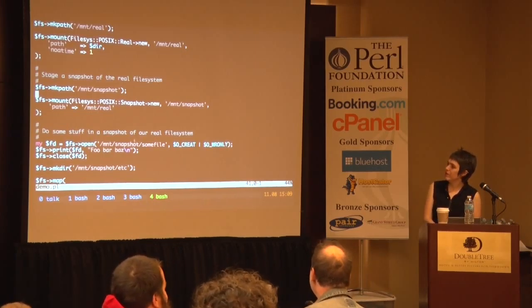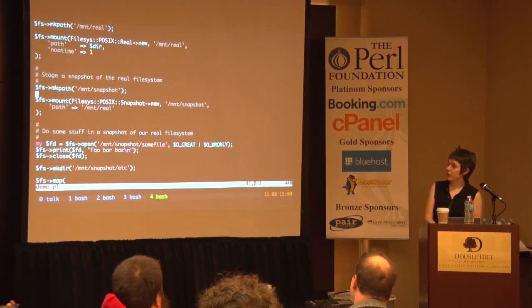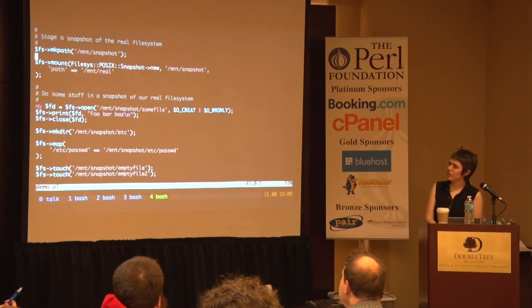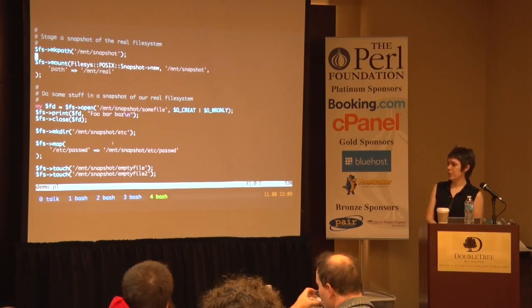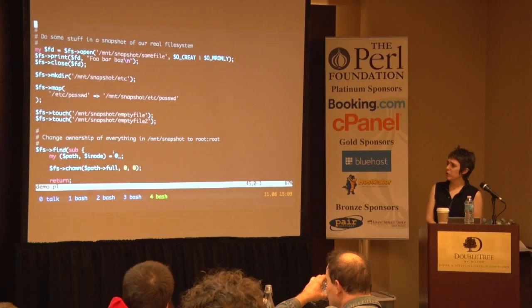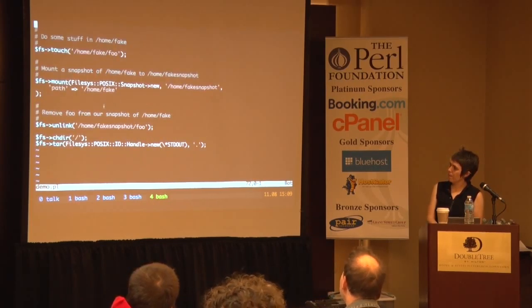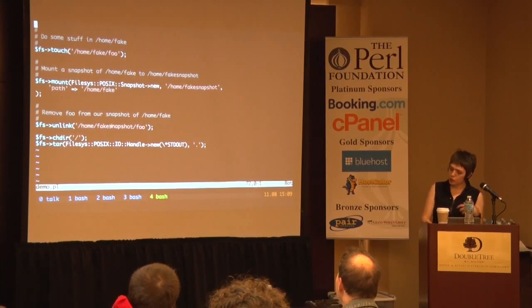So inside of the snapshot, mount snapshot directory, I'm going to create some file, then I'm going to create the etc directory. I'm going to map etc/passwd into the mount snapshot etc directory. And I'm going to create a few more files and change some permissions. Then I'm going to remove home fake snapshot.